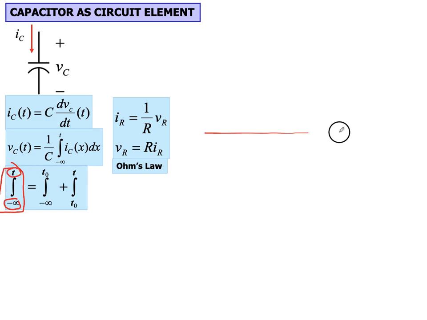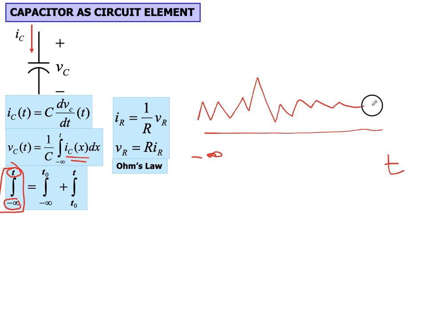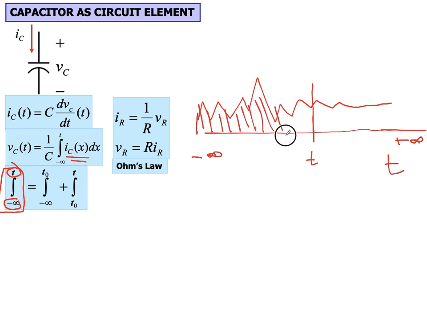It means, for example, if this is your time scale and this is minus infinity, you're accumulating current just like you're doing here. Let's say this is the value of current that you have from minus infinity to positive infinity. If you want to find the value at time t, which is this point, what are you doing? You're actually finding the area under the curve from minus infinity to t. So this accumulation is the integration from minus infinity to t.